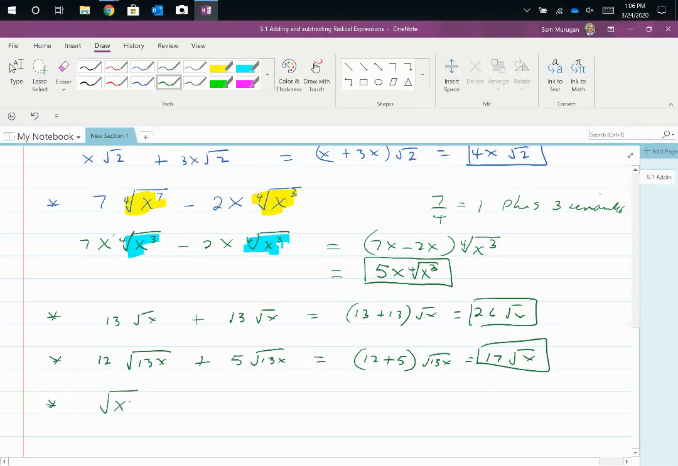Square root of x to the power 9 minus 5 square root of x to the power 9 plus 18 square root of x to the power 9. Again, all three of the radicals are exactly the same, so we factor out that radical, and we've got 1 minus 5 plus 18 square root of x to the power 9, which is 14 square root x to the power 9.